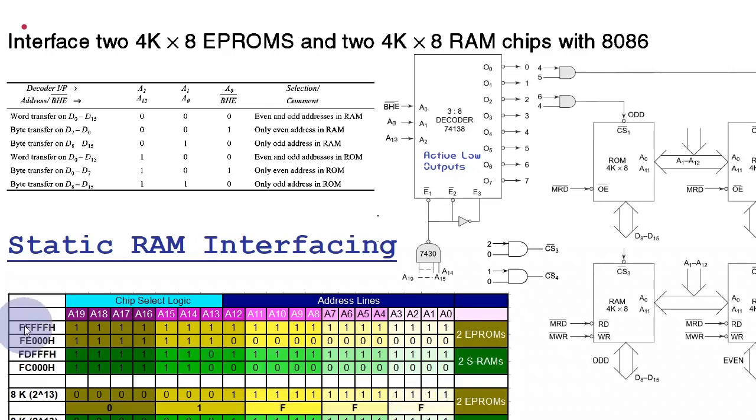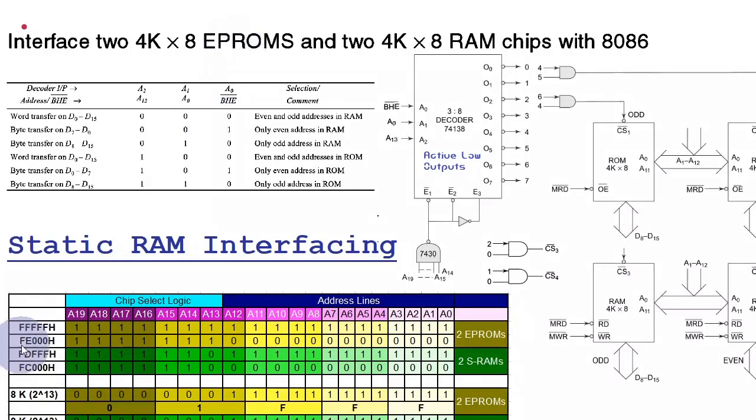So if you subtract 0, 1, triple F from FFFFF, what will you get? The last three Fs will all become 0, and if you subtract 1 from F, it will become E, as you can see here, and if you subtract 0 from F, it will still remain F. So FE000H will be the beginning location of the two ROM chips.